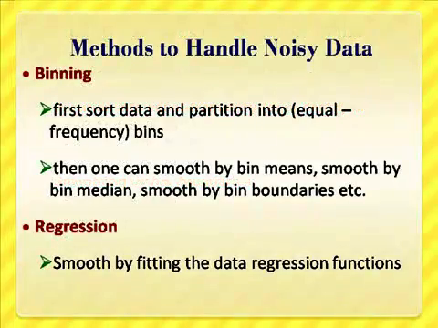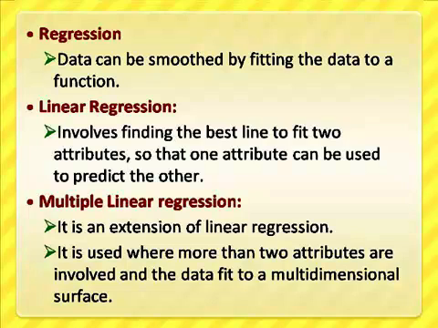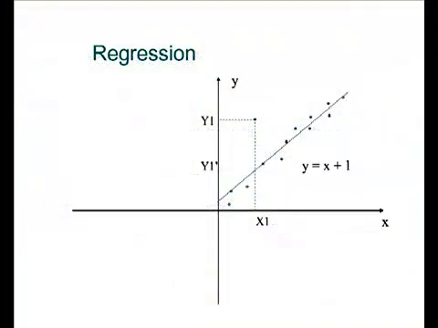Of course, all these binning and smoothing methods can be applicable not only for equi-depth partition but also for equi-width partitioning. Then the second kind of method for smoothing the noisy data is known as regression. In regression, data is smoothened by fitting the data into a function. For example, linear regression involves finding the best line to fit 2 attributes so that one attribute can be used to predict the other. In the case of multiple linear regression, which is an extension of linear regression, it is used when more than 2 attributes are involved and the data are fit to a multidimensional surface. For example, the slide shows linear regression over a set of values x and y.